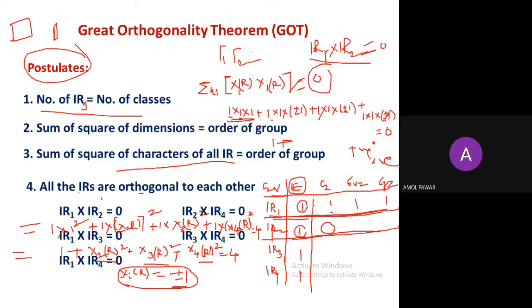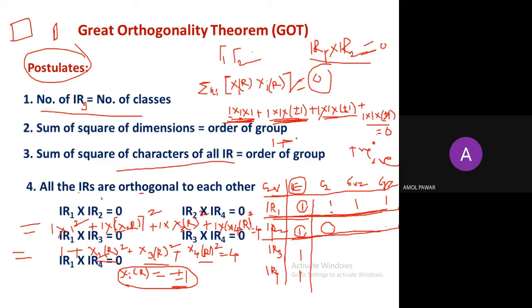Then what about this 1 into, see this is for C2Z. See, this is for E. Understood? This is for E class. This is for C2Z class. This is for sigma XZ class, and this is for sigma YZ class. Okay. Now the rule is all the irreducible representations are orthogonal to each other. Now we are multiplying IR1 into IR2, and its value should be 0. Okay. Now 1 into 1 into 1 is plus 1.